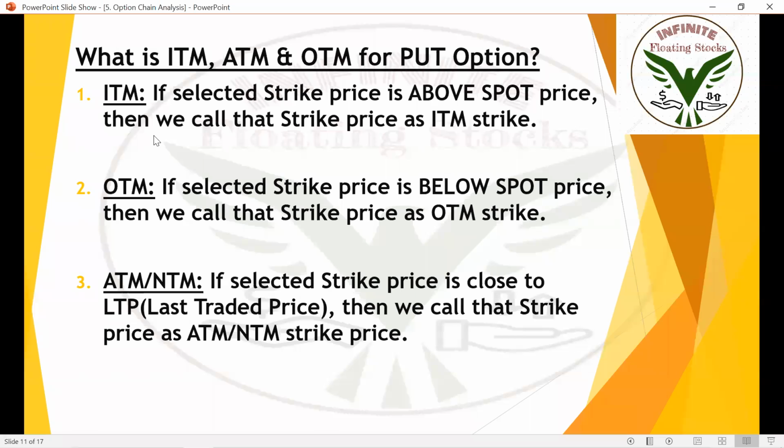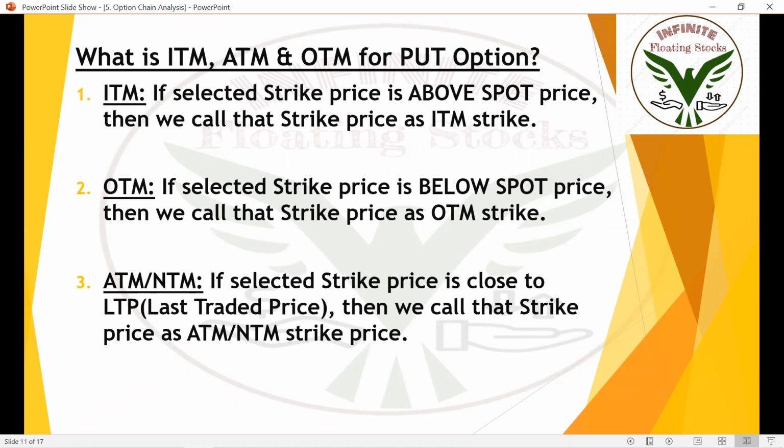Let's go through the formal definition of ITM, ATM, OTM of put option. If the selected price is above the spot price, then we call it an ITM strike. If the selected price is below the spot price, then we call it an OTM strike. If the selected price is close to the last traded price, then we call that strike price an ATM strike or NTM strike. NTM is near the money strike. That's what I have explained to you.